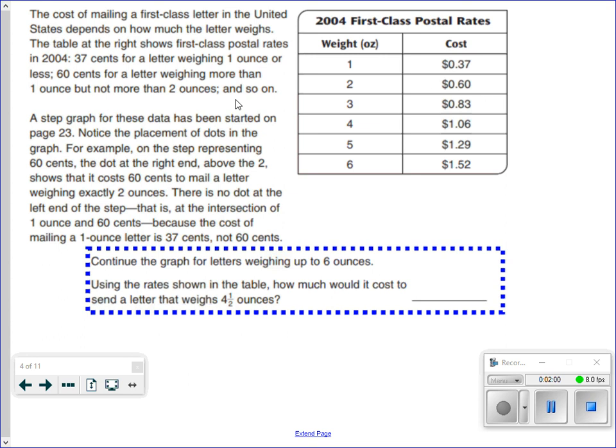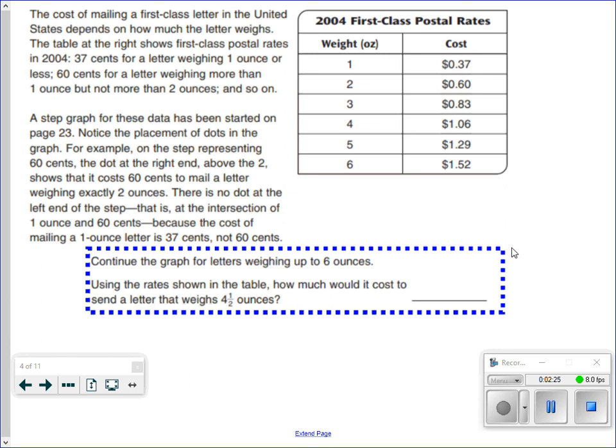So here are the prices. Notice the placement of the dots on the graph. I'm not showing you the graph, but we'll keep going here. For example, on the step representing 60 cents, the dot at the right end above the 2 shows that it costs 60 cents to mail a letter weighing exactly 2 ounces. There is no dot at the left end of the step. That is the intersection of 1 ounce and 60 cents, because the cost of mailing a 1 ounce letter is 37 cents, not 60 cents.